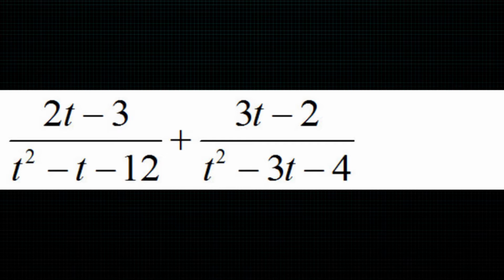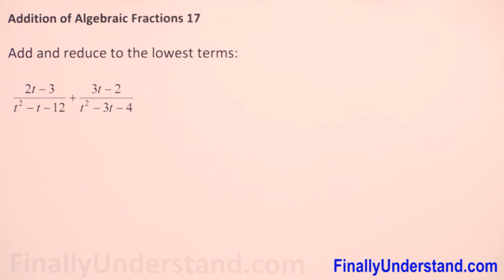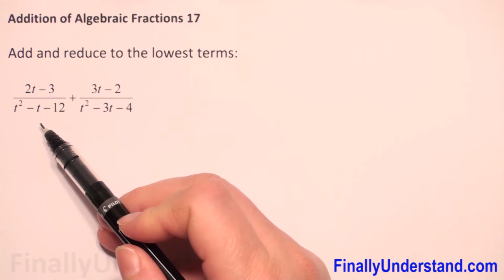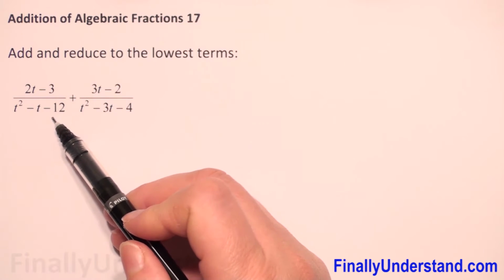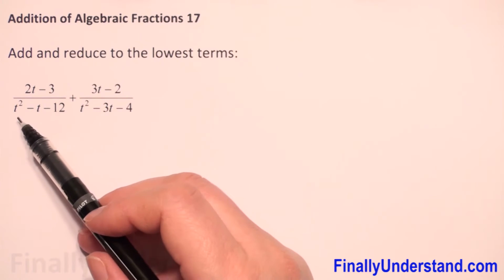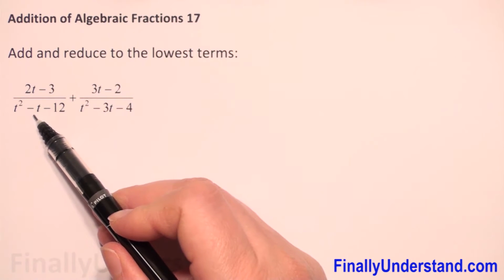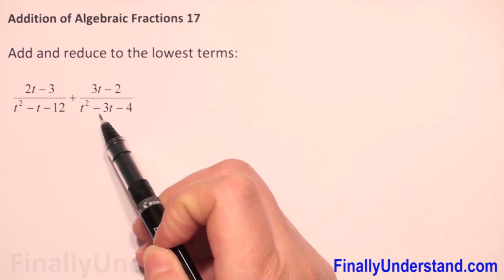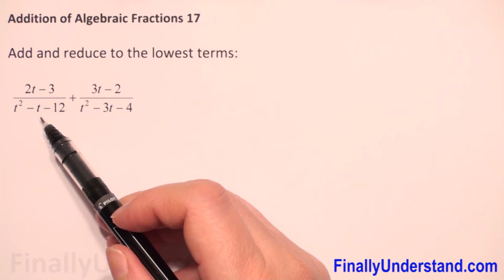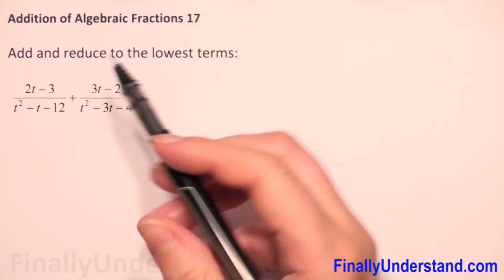We have addition of algebraic fractions. We can add algebraic fractions only when we have the same denominator, the same like for addition of fractions. So first, let's check our denominators. We have t squared minus t minus 12 and t squared minus 3t minus 4. This is a general quadratic trinomial in the first denominator and in the second denominator. So first we will check if we can factorize these denominators.